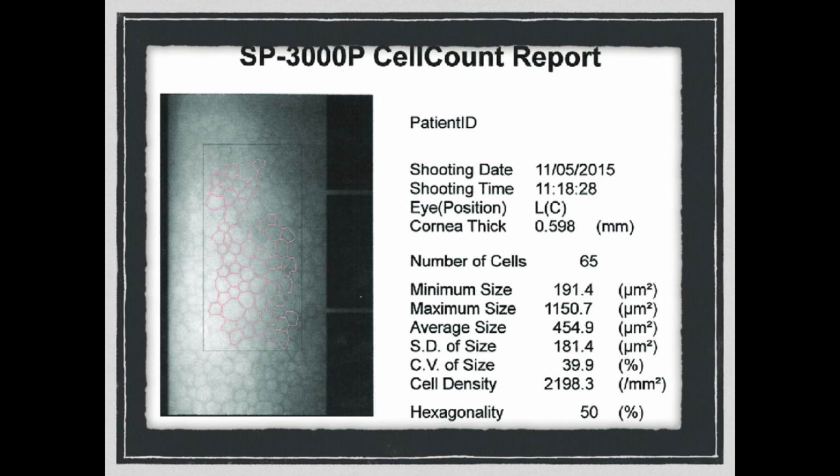The number of cells, 65, is the number of cells that were studied. The minimum size here is 1 and the maximum size is shown in the report, as is the average. The standard deviation of size is 1.8. The coefficient of variation, which is the first thing to look at, is 39.9%, which is high. The cell density, though, is 2100, which is borderline, and the hexagonality is 50%. So it's a borderline image.